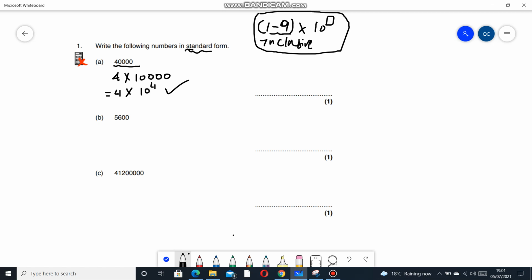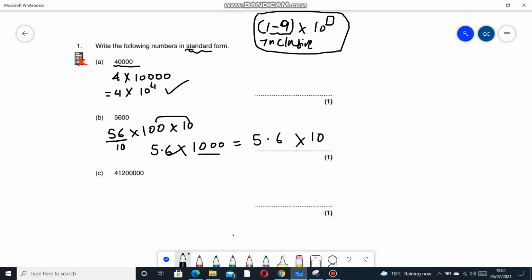5600. I would write 56 as 56 times 100, just separating. So I would divide this number by 10 and times the whole thing by 10. To make 56 into 5.6, I will divide it by 10, and this 10 will join up with this 100 to make it 1000. But I'm not done yet, because the number needs to be 5.6 times a power of 10. So I will write it as 10 to the power 3. That's perfect. Give yourself a tick if you got it correct.